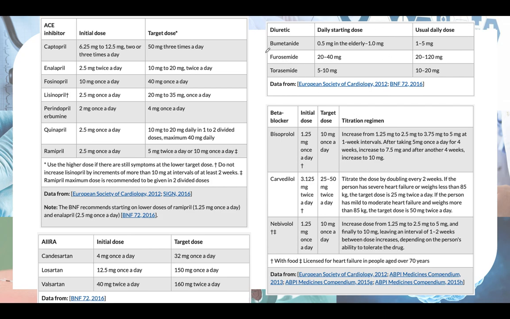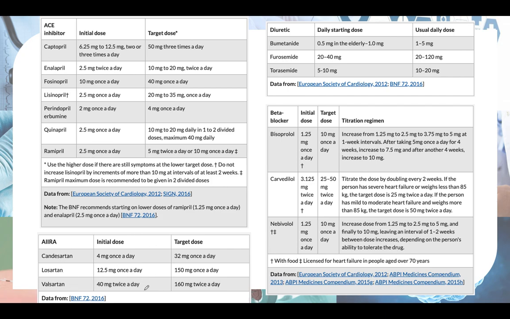Diuretics, these are your loop diuretics. Other than furosemide, you have bumetanide and torsemide. ACE inhibitors, you have captopril, enalapril, fosinopril, lisinopril, perindopril, quinapril, ramipril. All of them you start at the low dose. And here are your angiotensin 2 receptor antagonists, the sartans: candesartan, losartan, valsartan.